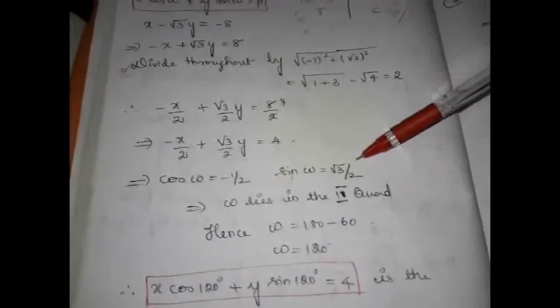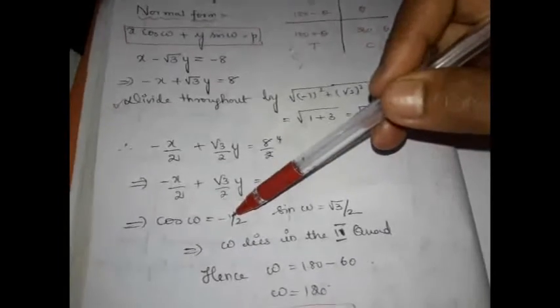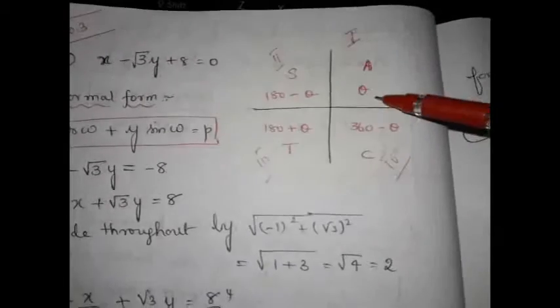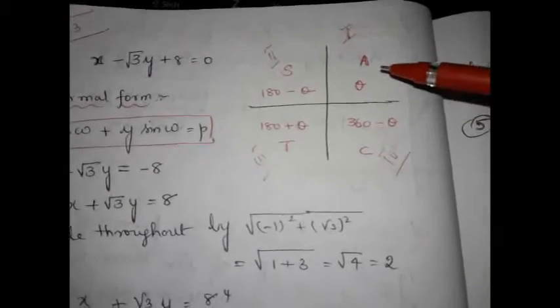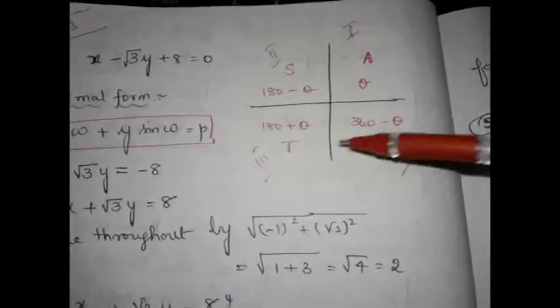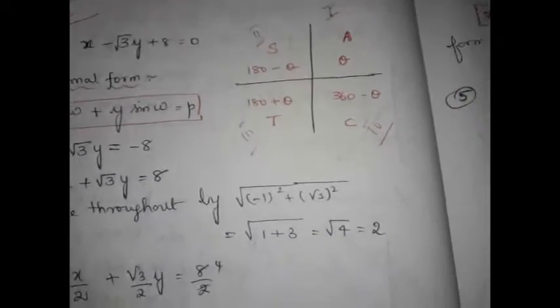After this, we have identified the value of theta and we have checked in which quadrant it lies according to the sign of cos and sin. And then we have found the angle. If it lies in the first quadrant, we can take the theta as such. Second quadrant means 180 minus theta. Third quadrant 180 plus theta. Fourth quadrant 360 minus theta.